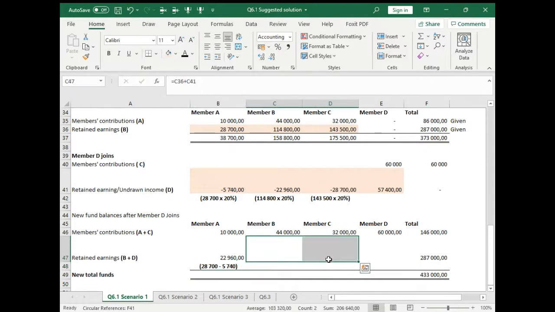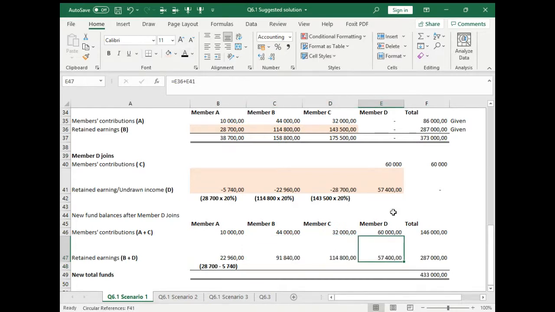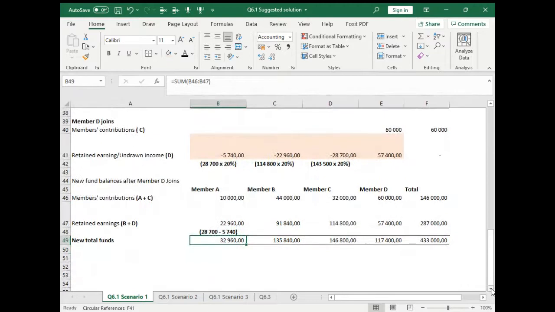22,960, and then you apply the same principle for B, C, and D, but D would now increase to the 57,400. That was the portion that he's taken from the other members. And then to get the total new funds, you just add their contribution to their current retained earnings percentage to get their new fund totals. Okay, so that is how you work out the members' funds if there is an addition.